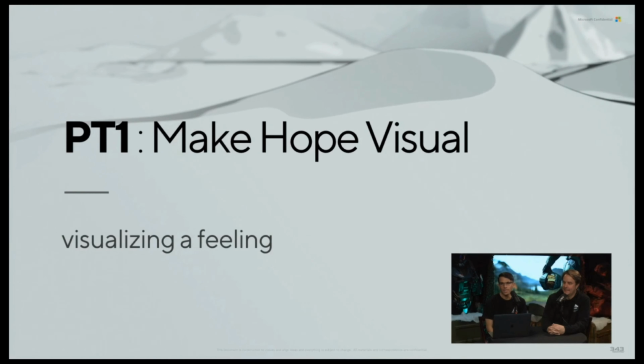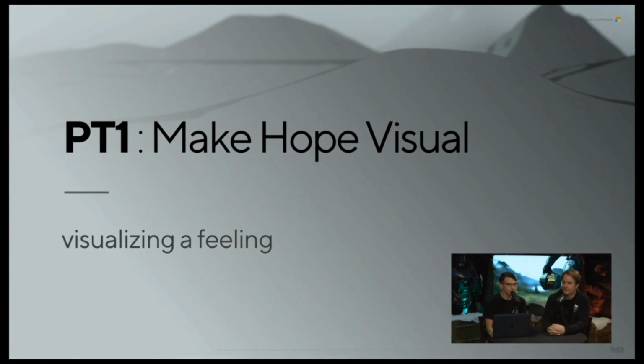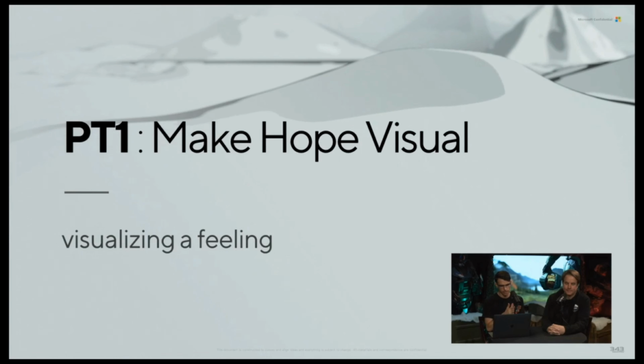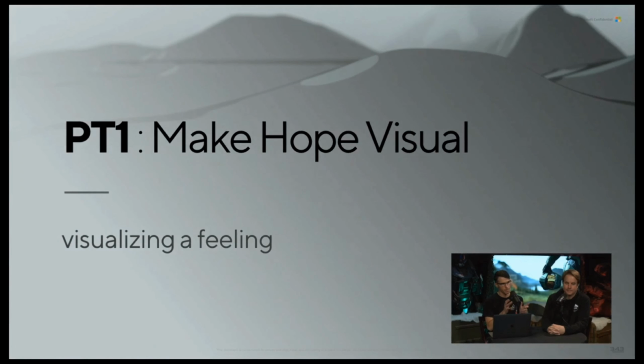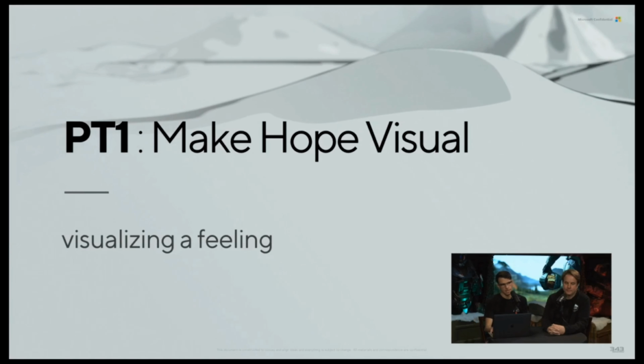And then the next part was, how do we make hope visual? I talked about this earlier. We needed to have this sense of rhythm in the trailer so that there's something in frames or in parts of it that feels like it's the secret that's unfolding as the trailer's going on.